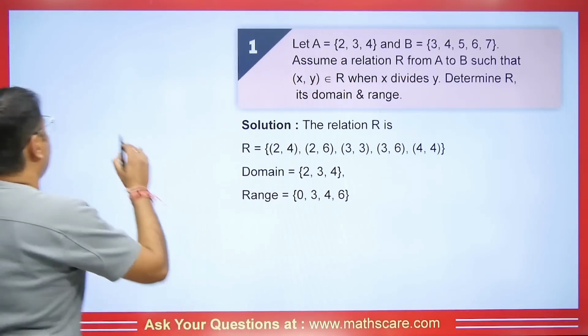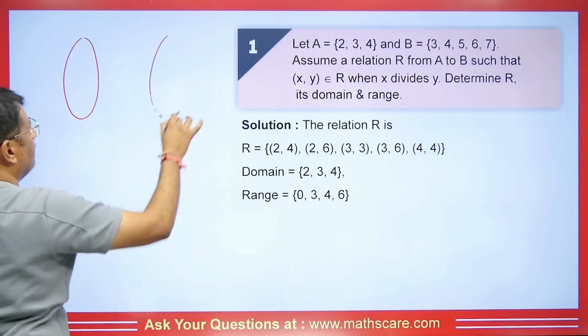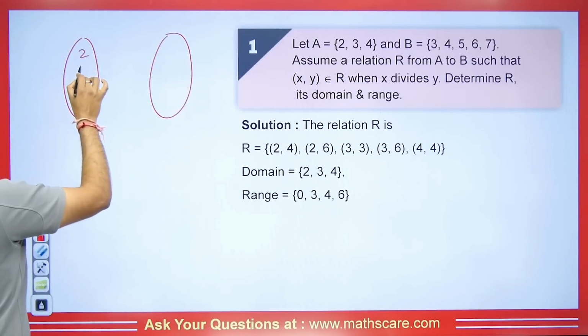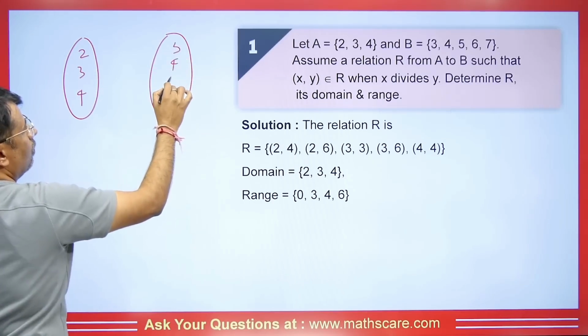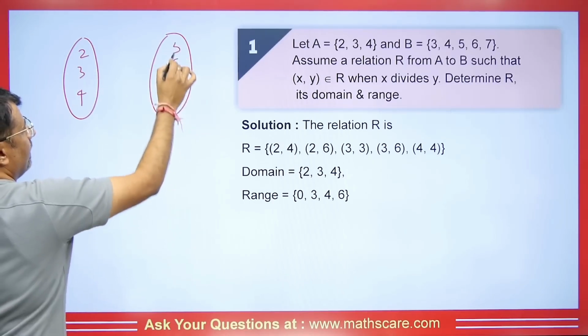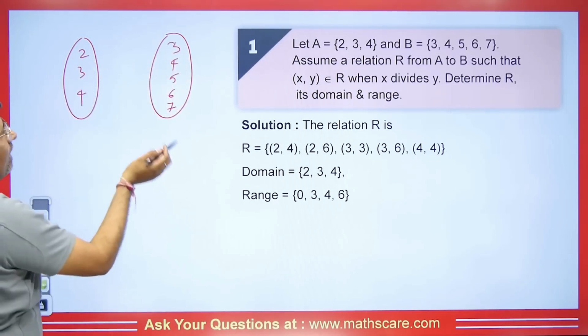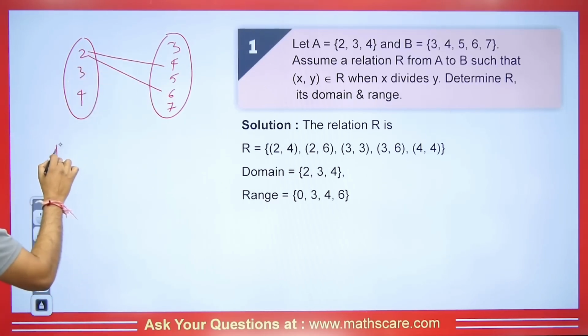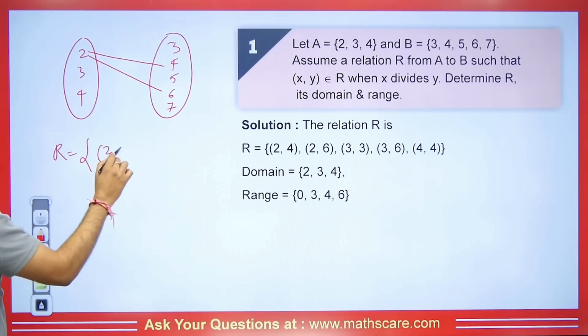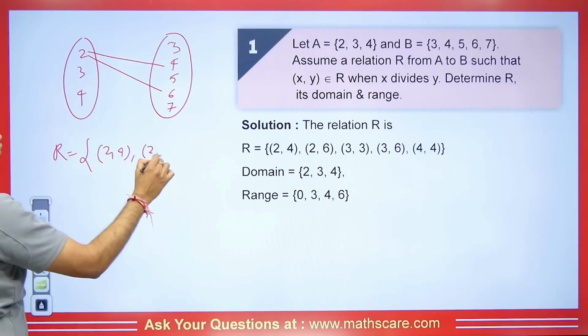Let's take an example. Let's try to understand it with a Venn diagram. So students, here let's understand from the diagram. This will be 2, 3, 4 and here what we have given is 3, 4, 5, 6 and 7, right? Here this number 2, where is it dividing? 2 is dividing 4 and 2 is dividing 6. So the relationship we get will be (2, 4), right? And here one will come (2, 6), right?